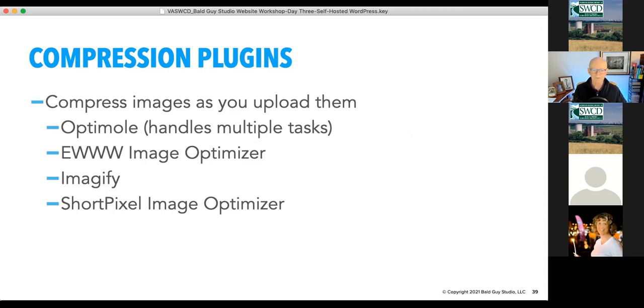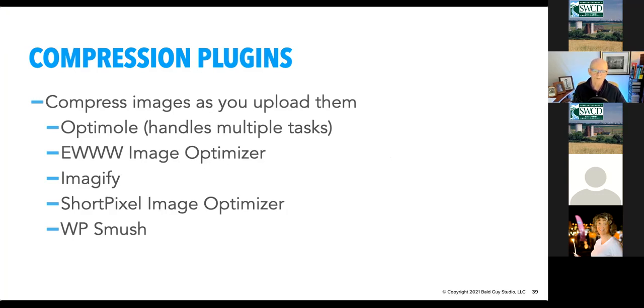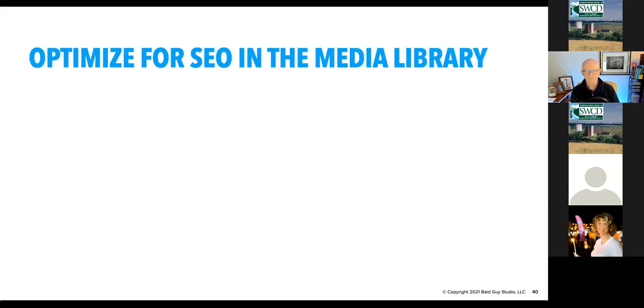Another sort of new kid on the block is the ShortPixel Image Optimizer, and a lot of people really do like that one. Another one with a funny name is WP Smush, or Smush as you prefer, and that one's out there for your use as well.